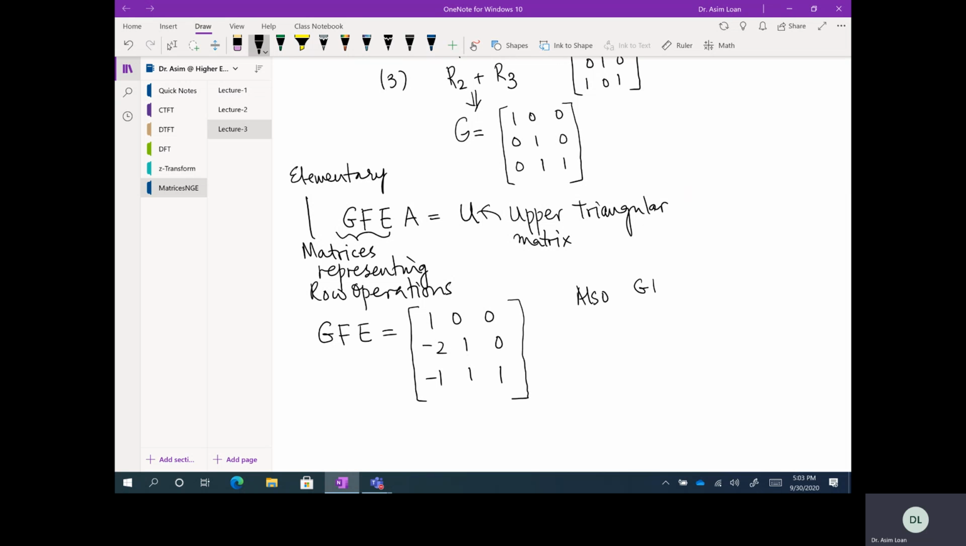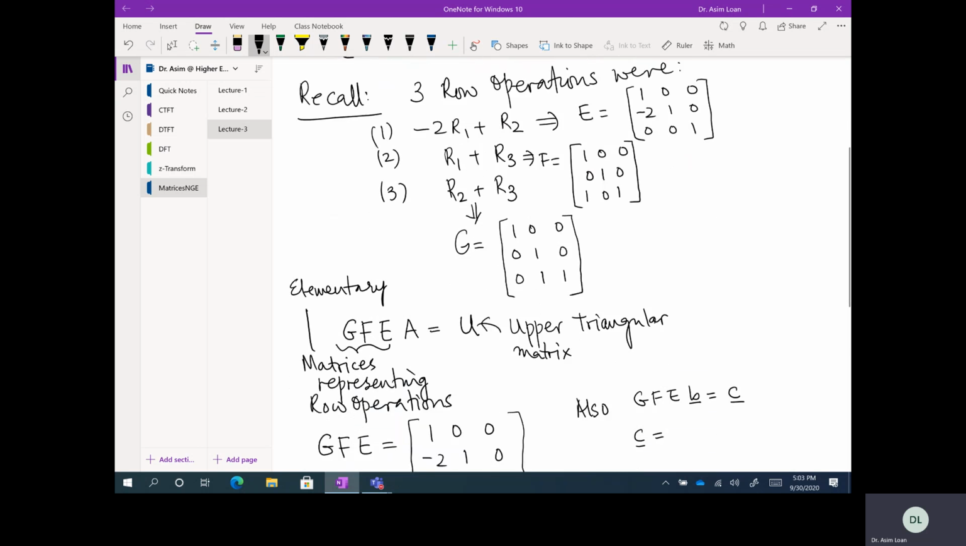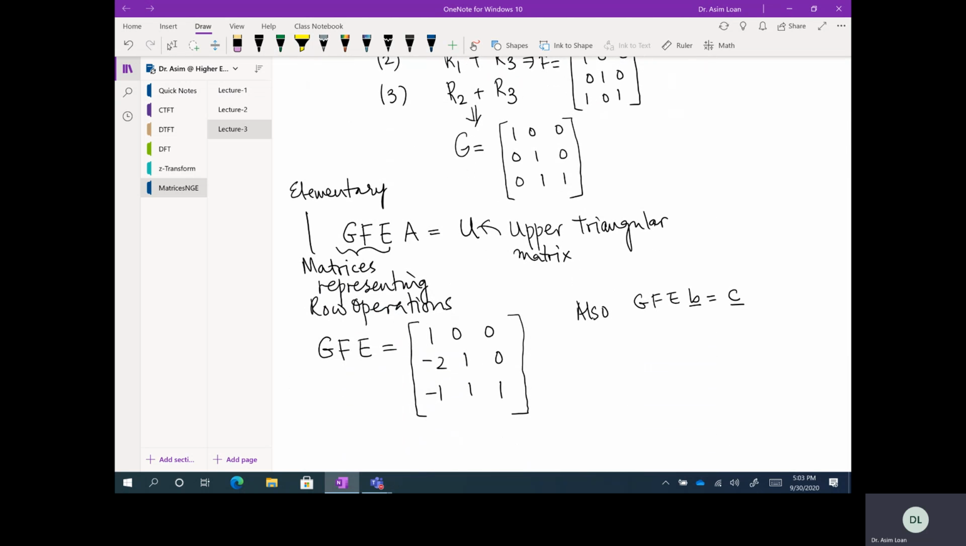Also, G times F times E times B is some vector C, so I can directly write C, where B is 5, minus 2, 9. This implies C equals, so we pick one here, first one, then minus 2 times 5, which is minus 10, minus 2, minus 12, and minus 1 into 5 is minus 5, minus 2, minus 7 plus 9 is 2. Okay, so this is C.